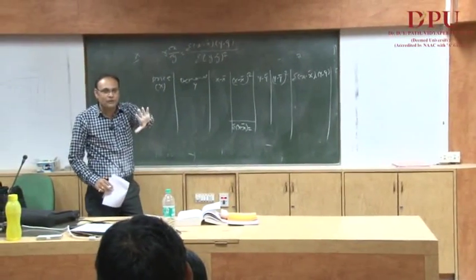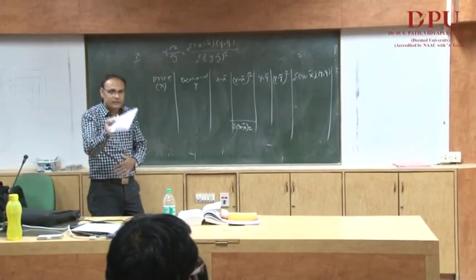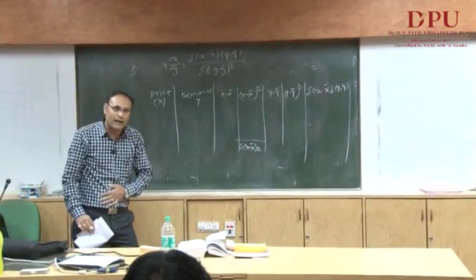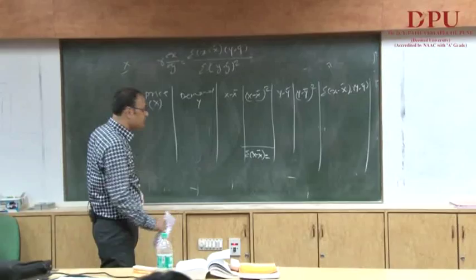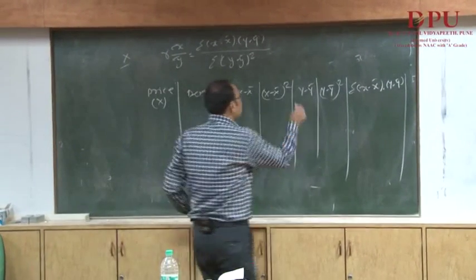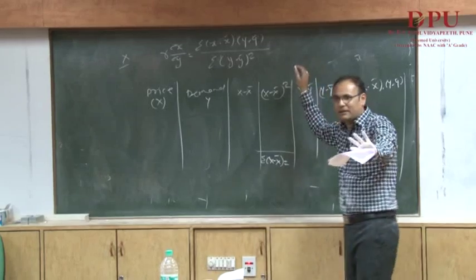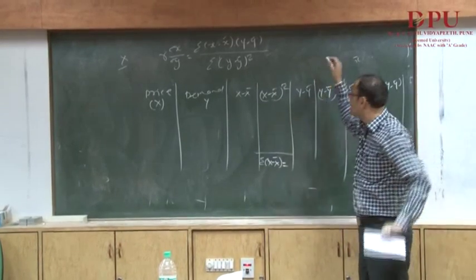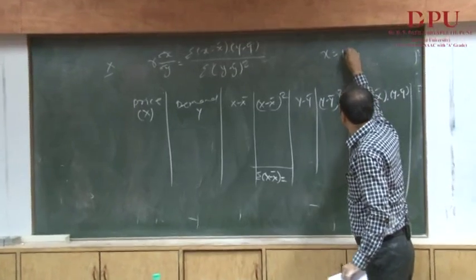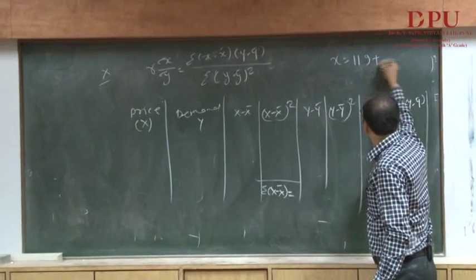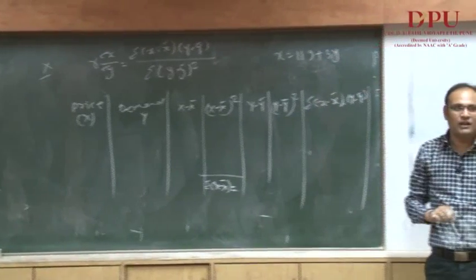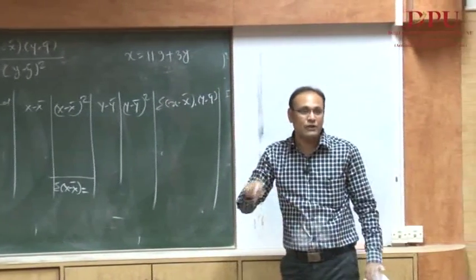Just one point you need to remember, like here in this particular problem, they are giving the price as x and the demand as y. Sometimes what they do, once you get the equations, like earlier we got some equations, for example, just an example. Suppose after solving these problems, we got these kind of equations, x equals 11.9 plus 3y. This is not a solution. Suppose this kind of equation we got, x on y.